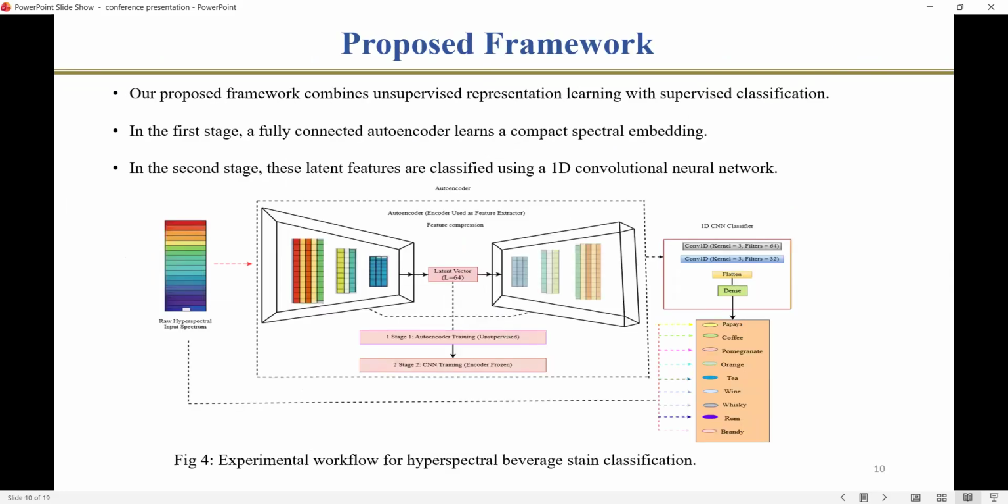Now I'll talk about the proposed framework. Our proposed framework combines unsupervised spectral representation learning with supervised classification. First, a fully connected autoencoder compresses the high dimensional hyperspectral spectra into a compact latent representation. Then the learned features are passed to a one-dimensional convolutional neural network to perform beverage stain classification. In the figure below, you can see the overall workflow of our beverage stain classification.